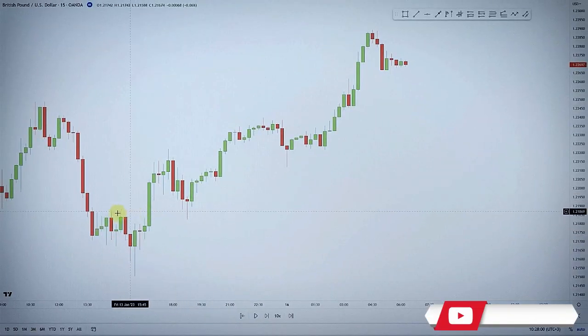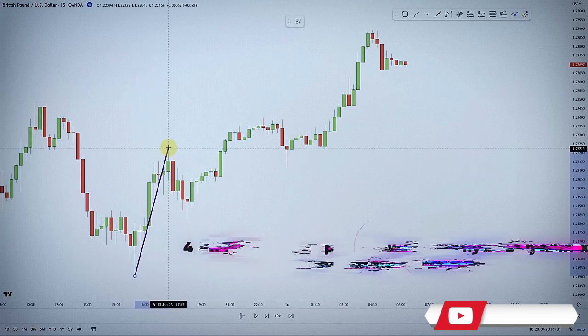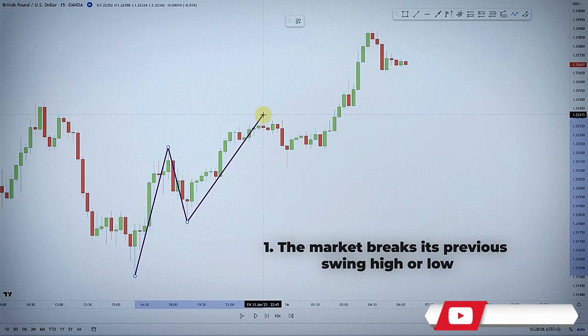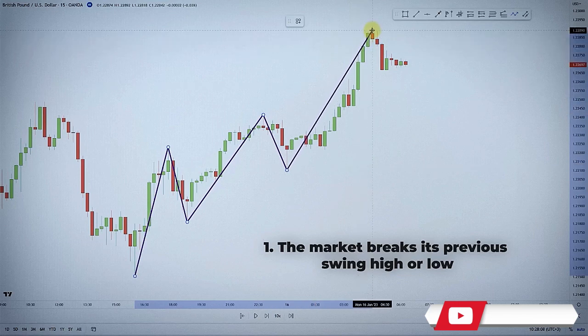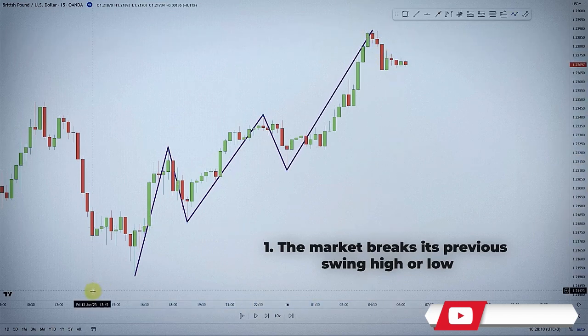Here are the main rules for determining the strength of a trend and its momentum. Number 1. The market breaks its previous swing high or low. We talked about this before. A trend is generally defined by a series of higher highs and higher lows in the case of a bullish trend, or a series of lower highs and lower lows as a bearish trend. That's the first condition of a trend.